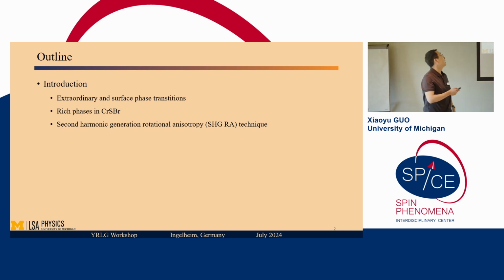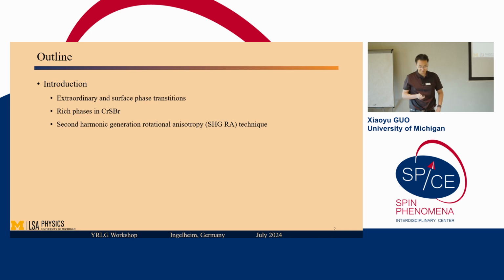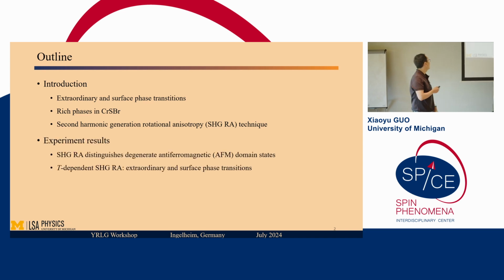And I will also talk about the phase diagrams in the chromium sulfur bromide. And also I will talk about our second harmonic generation rotational anisotropy technique for studying this material. Okay. So our SHGRA results are capable of distinguishing the two degenerate in-plane antiferromagnetic domains. And also the temperature-dependent SHGRA reveals this extraordinary and surface phase transitions, which I will tell you about on the next slide.